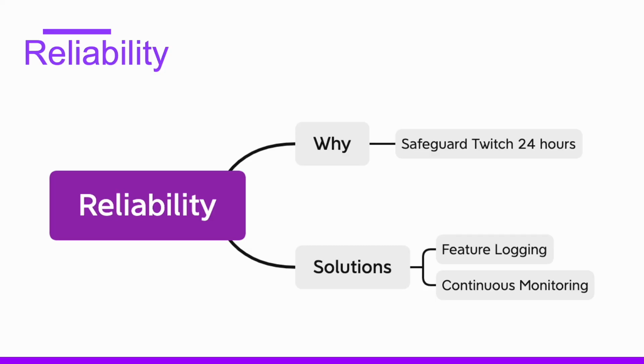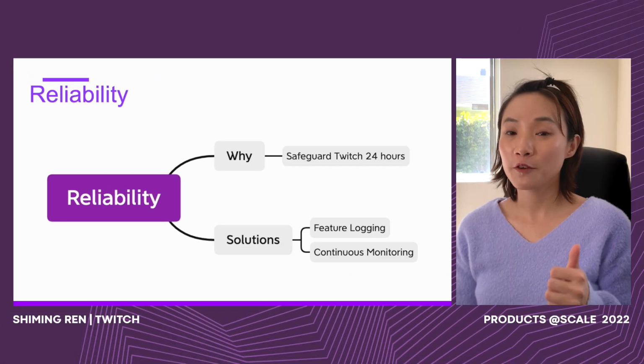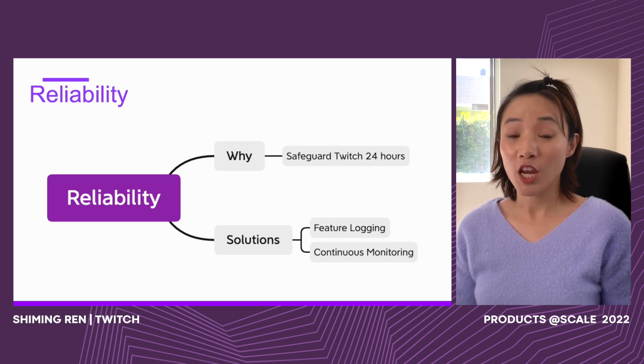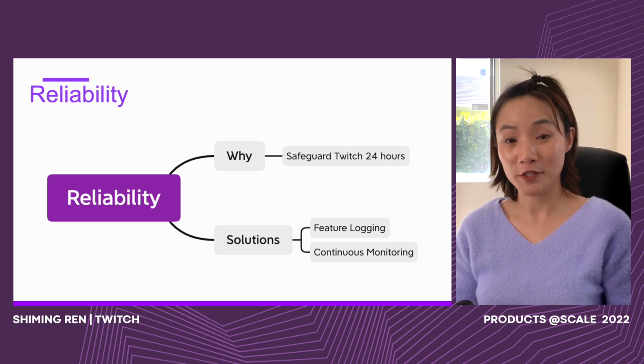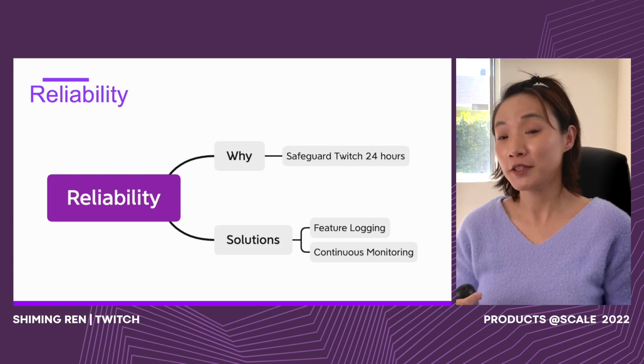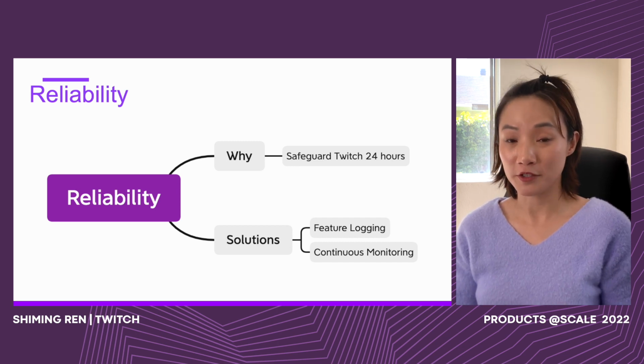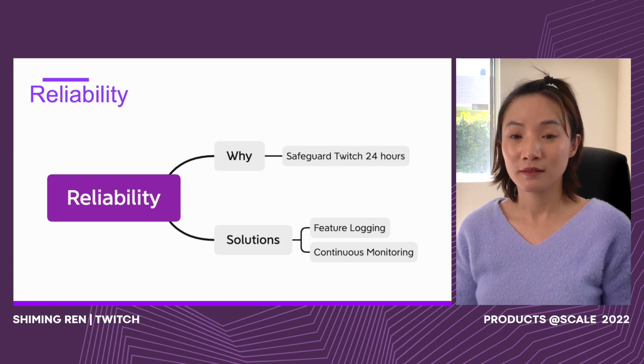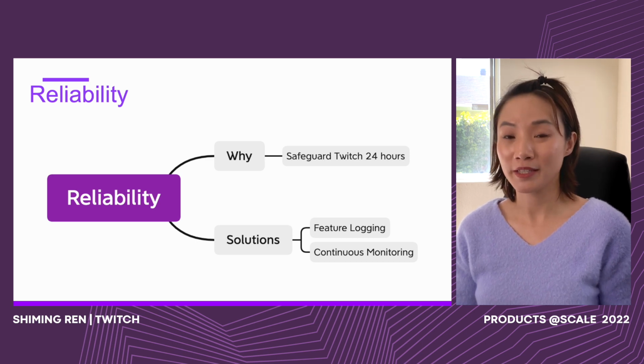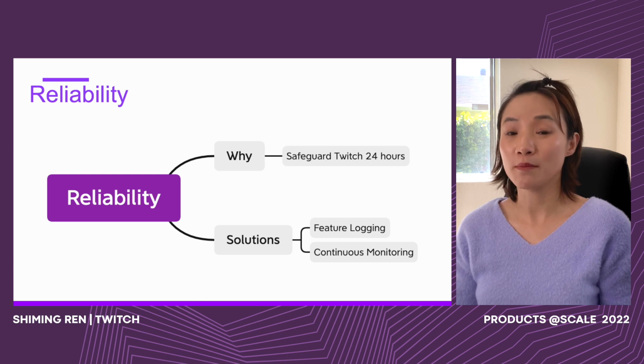After discussing maintainability, let's touch on reliability. We are a safety team. We want to be the guardian of Twitch 24/7. We're planning to invest in 2 pieces contributing to reliability. The first one is feature logging. It will help us monitor feature anomalies and also provide a good data foundation for future research and result analysis. The second piece is continuous monitoring. It can help us proactively oversee models to avoid things falling apart silently.